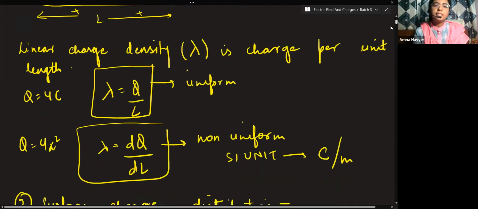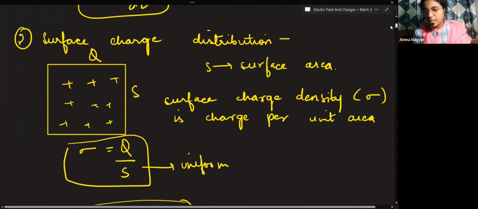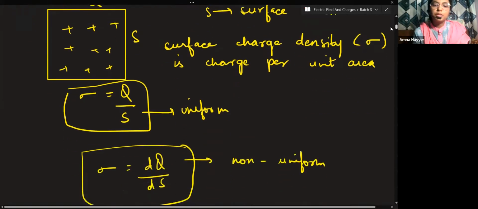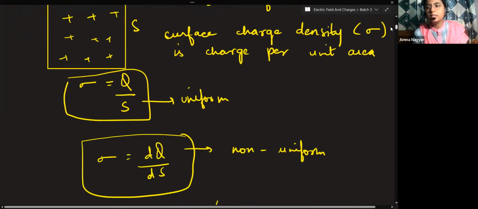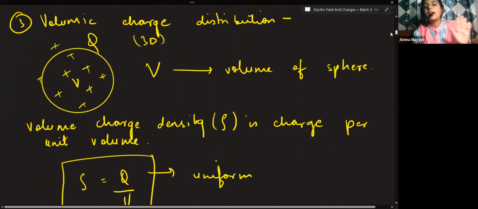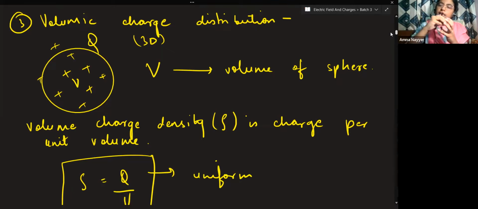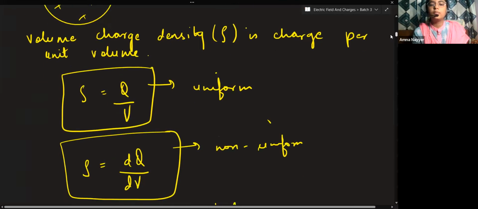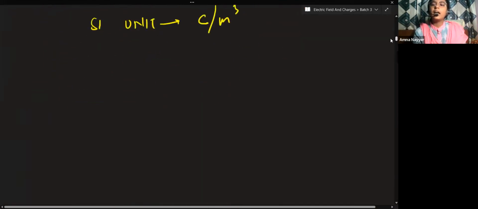Then we had seen surface charge density. Surface charge distribution means charge distributed over the surface, so it is charge per unit surface area. And then finally, we had the volume charge distribution, in which the charge is distributed in the volume, inside the container. And the volume charge density is given by charge per unit volume. So till here we had discussed it.